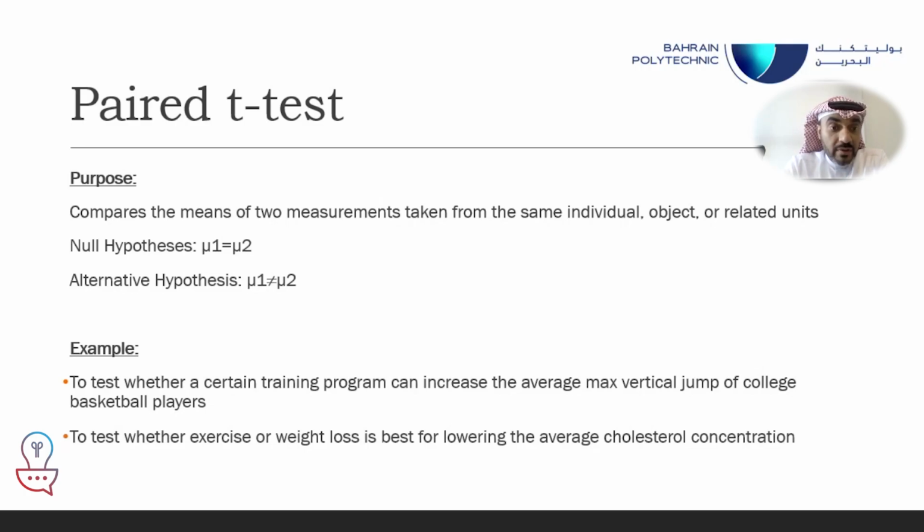So an example is to test whether a certain training program can increase the average max vertical jump of college basketball players. Okay, so before that program, their vertical jump will be tested or measured, and then after they give them the training program, they will check their max vertical jump again, and from that we will apply the paired t-test to check whether there's a difference between the average max jump before and after the training for the same group.